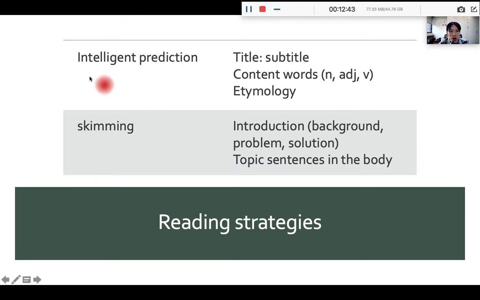Okay, about intelligent prediction. When we make intelligent predictions, we look at the title of the article and we pay attention to nouns, adjectives, and verbs. And sometimes if you have some common sense in etymology, that will also be helpful. Etymology means the study of words, you know, prefixes, suffixes, roots. If you know a bit, it will help you make better predictions.